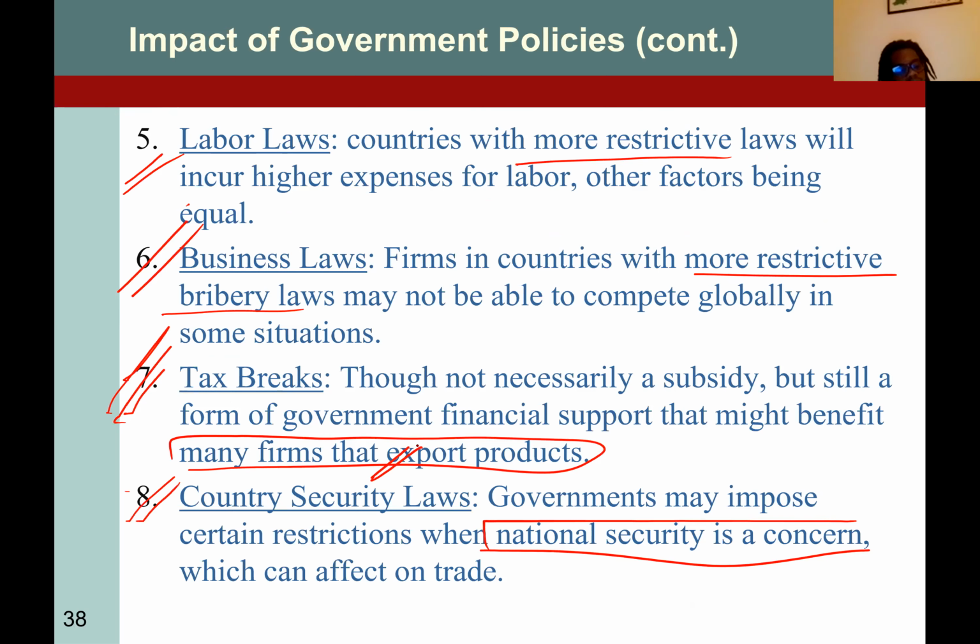Or if there is a drought or a natural disaster, and you are an exporter of wheat and rice, the government can make security laws and make it a national security matter. I can say that you can no longer export rice or wheat to other countries. Why? Because local demand is not going to be fulfilled.